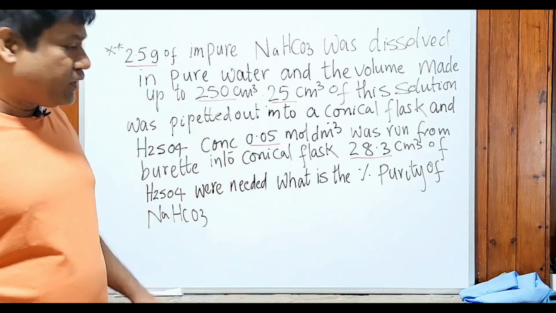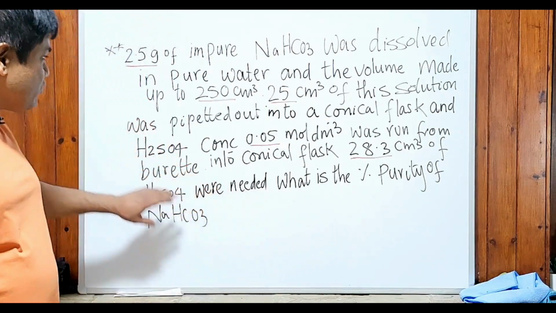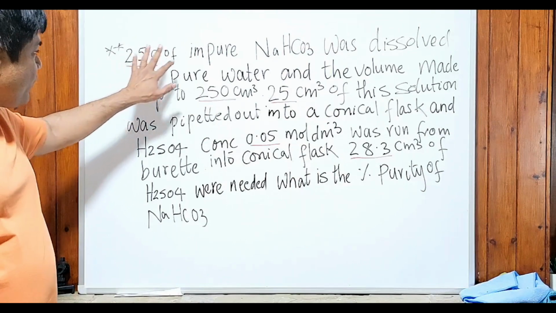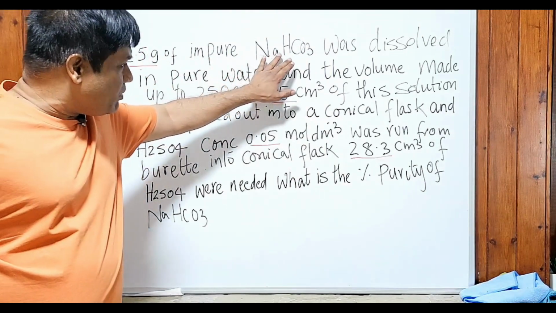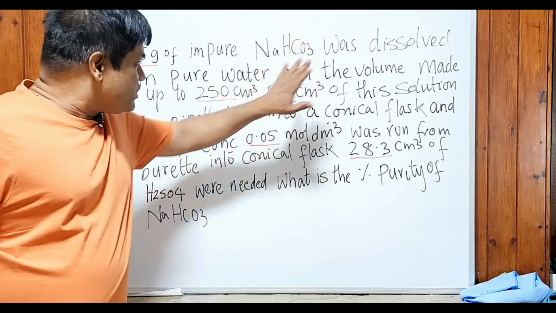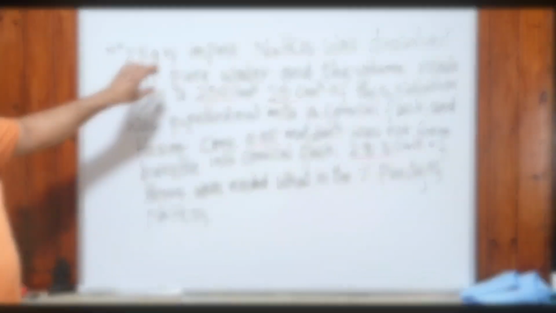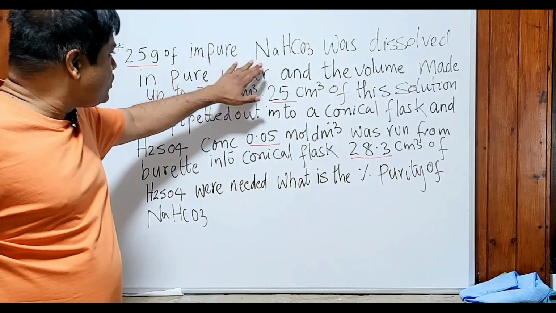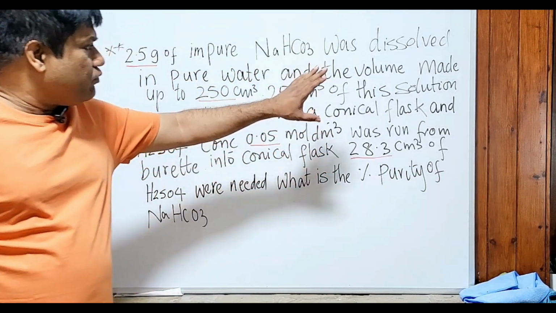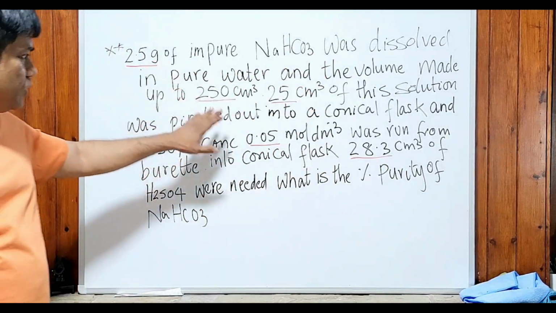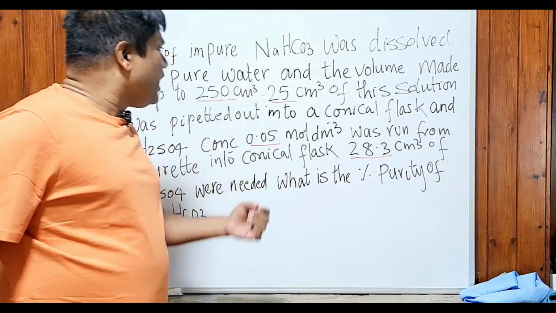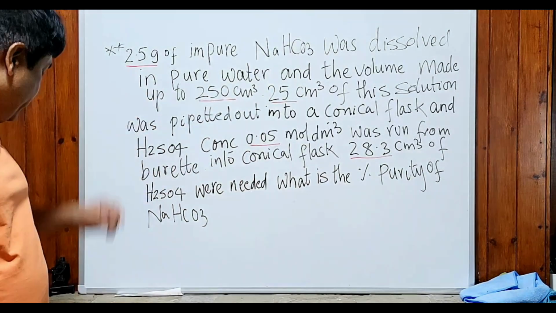Okay, let's see this question. 2.5 gram of impure sodium hydrogen carbonate was dissolved in pure water. Don't get confused with the pure water. This is deionized water, and the volume made up to 250.